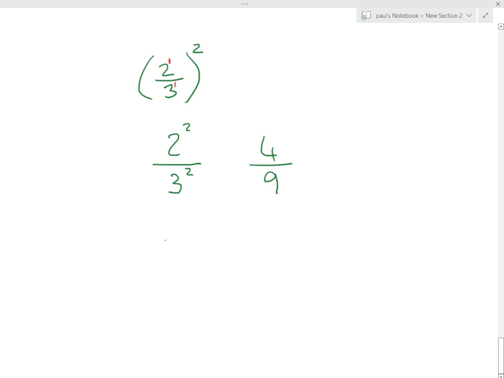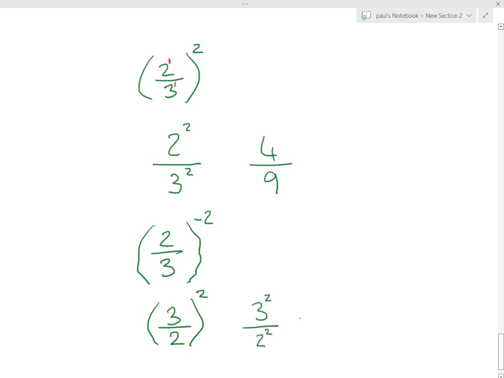Now this one, let's turn it upside down, or turn it inside out, whatever you want to do. Now we're going to have minus 2. Remember, when we get rid of the minus, we do the reciprocal. So in this case, we turn it upside down and we end up with a positive. Now we apply the square to each bit individually and we get 9 over 4. We could simplify that to 2 and 1/4.